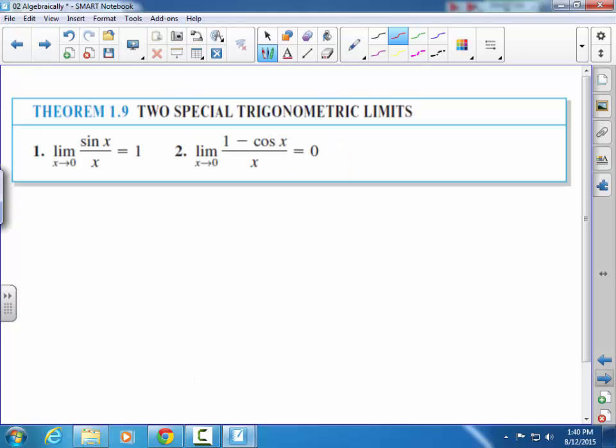This doesn't happen very often, but these are 2 things you need to memorize in here. You don't need to ask questions about why does it work this way. It will only make your brain hurt. Just accept that someone smarter than us has proven that the limit of sine x over x, as x approaches 0, is 1. All right?